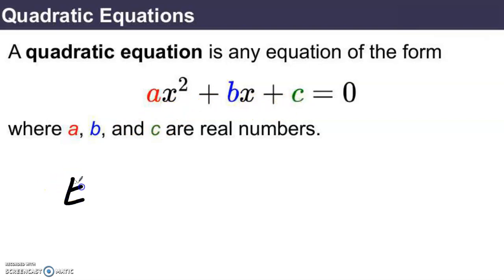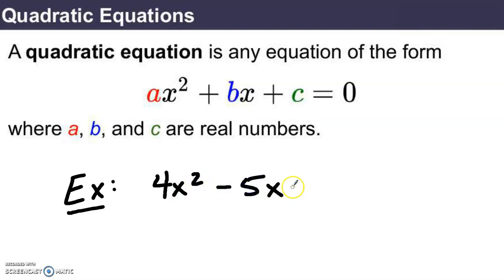Here's just one example of a quadratic equation: 4x squared minus 5x plus 2 equals 0. Now this is a quadratic equation because it is of the form where I've got some number times x squared and another real number times x, and those are added together. And then I've got another term that is just a real number term.